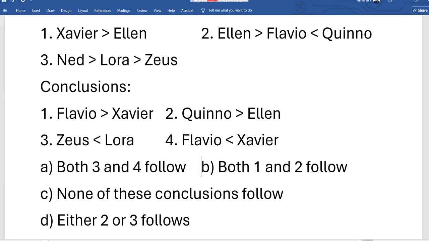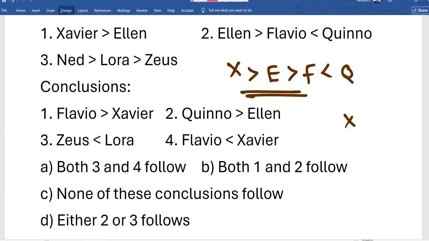Now let's see the conclusion one. What they're asking: F is greater than X. In the first statement, X is greater than E. In the second statement, E is greater than F, then F is less than Q. Now here, clearly, X is greater than F is correct, or F less than X is correct.